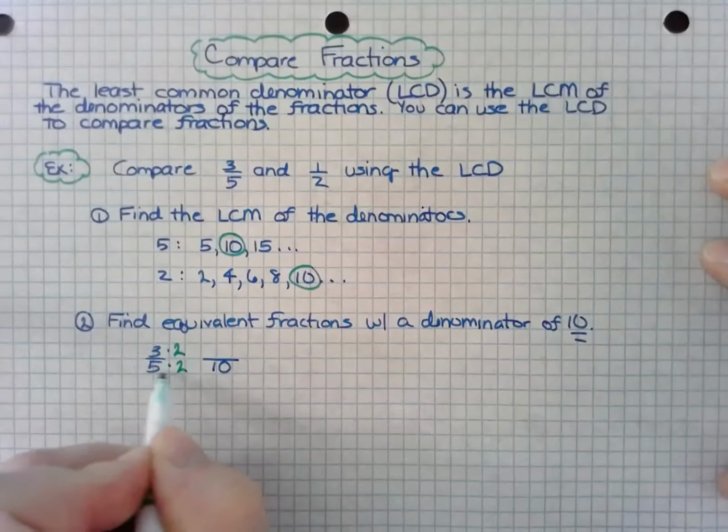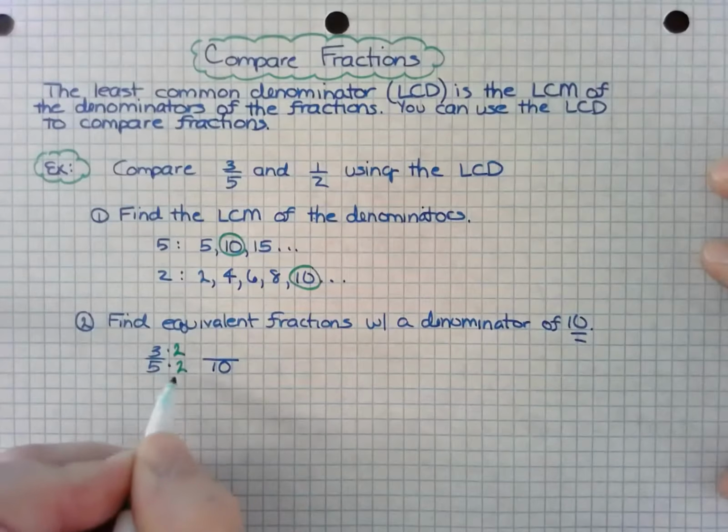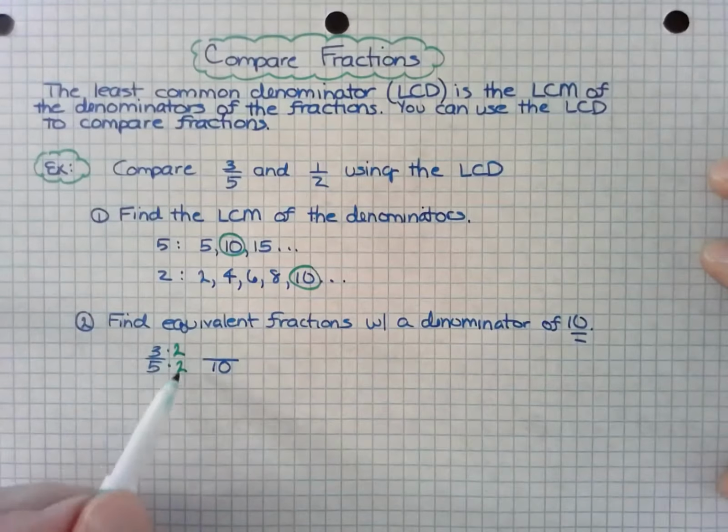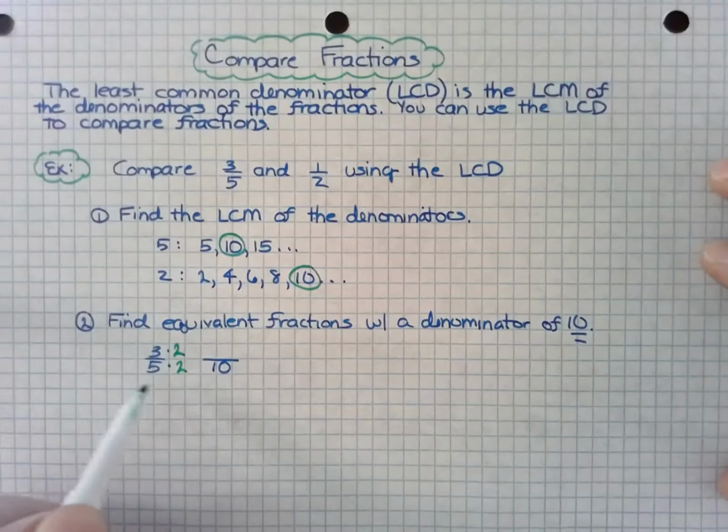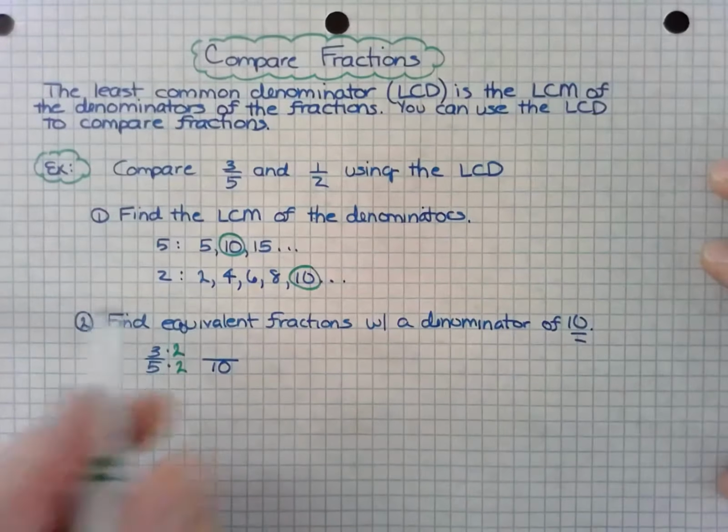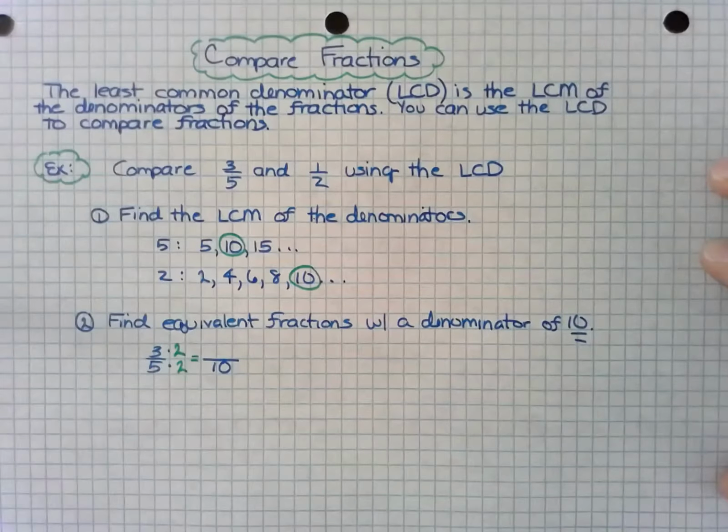What I do to the denominator, I need to do to the numerator to keep it equal, because 2 divided by 2 is really just 1, and so I really haven't changed the value of the fraction. And so 3 times 2 is 6.